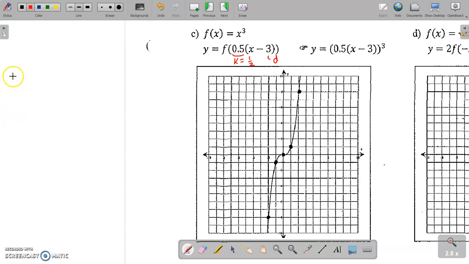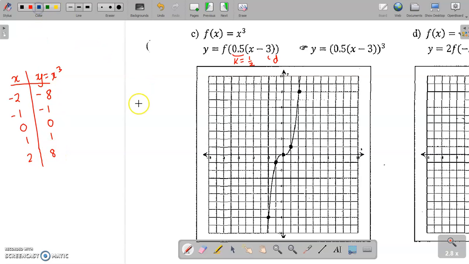So if you look at your original values for f, where f of x is x cubed, so you've got a point here, minus 2. The y value is minus 8 because it's minus 2 cubed. And then when x is minus 1, y is minus 1. When x is 0, y is 0. When x is 1, y is 1. When x is 2, y is 8.